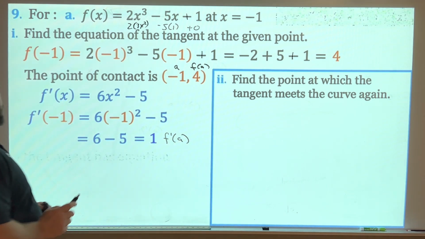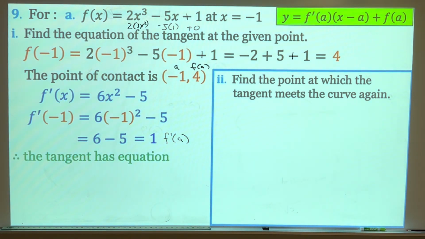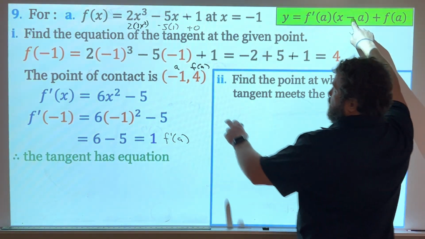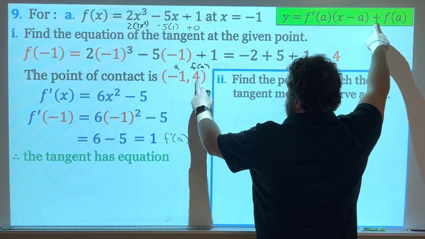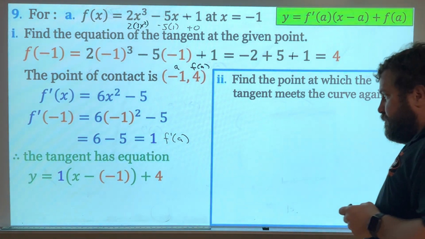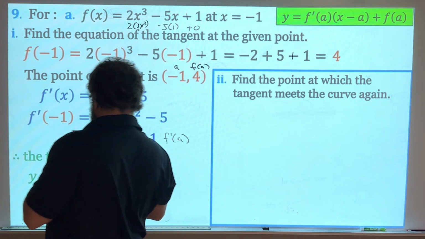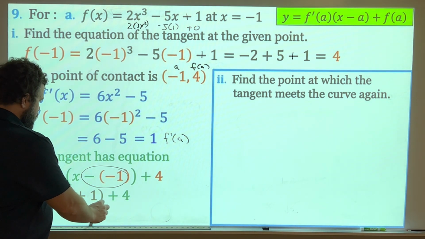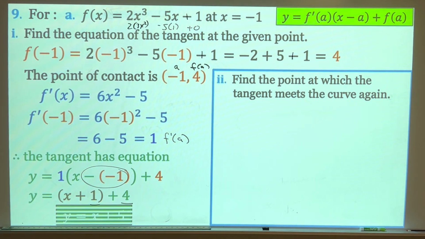And 1 is my f prime a. We're going to use the tangent to find the equation. I just put it up in the top corner just to make it easier. So what you're going to do here is take 1 times x minus negative 1 plus 4. All right? 1 times x plus 1 plus 4. 1 plus 4 is 5. Y equals x plus 5. Right?